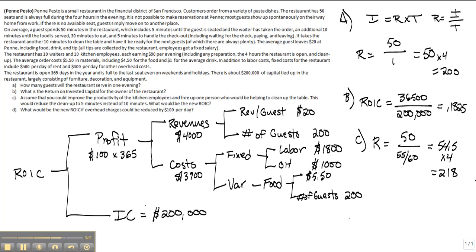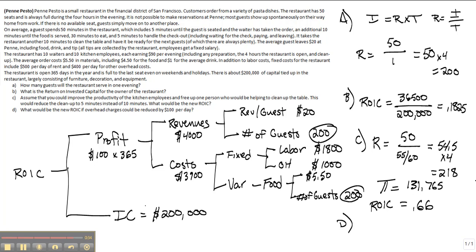If we were to filter that back through both the number of guests here and the number of guests here, our updated profit would then be equal to $131,765. So if we divide that by the invested capital of 200,000, we get a new ROIC of 66%.